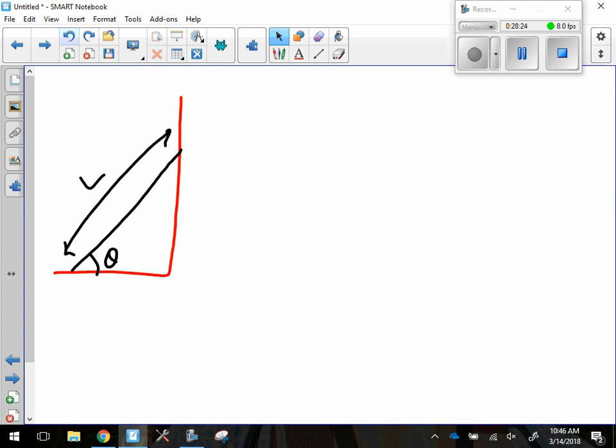Right, when in doubt, free body diagram. Okay, so the ladder is the only object I have, so I'm going to make a free body diagram for the ladder. What's on my free body diagram for my ladder? Okay, so there's going to be a gravitational force for the ladder. Where is that going to be applied?